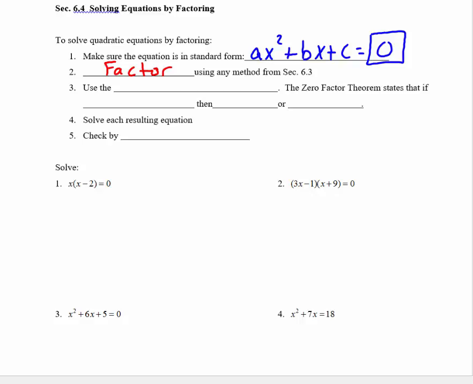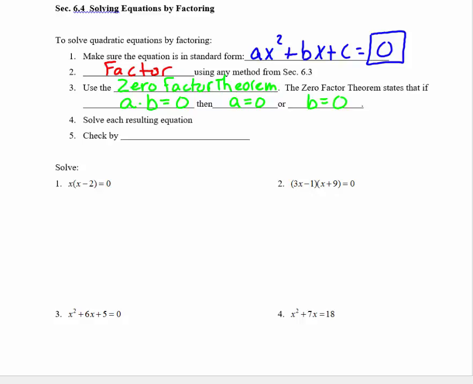Now here's the new step. The new step with solving is you're going to use something called the zero factor theorem. Now what does the zero factor theorem state? It states that if a times b equals 0, meaning if you're multiplying two things and they equal 0, then either the first thing has to be 0 or the second thing has to be 0. And it doesn't just have to be two things, it could be 3 or 4. But if you're multiplying a times b and it equals 0, then either a has to equal 0 or b has to equal 0. A and b do not have to be monomials, they could be binomials. So make sure you understand that it's those factors that equal 0.